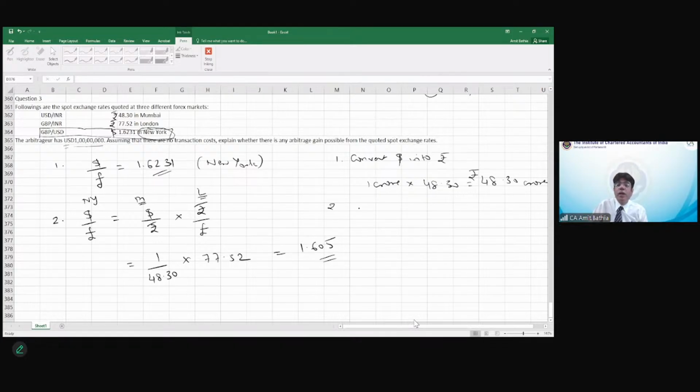Now, step 2, I'm going to buy pounds, right? So convert rupee into pound. How do I do that? Rupee 48.30 divided by 77.52. Yes. So I will say 48.30 crores divided by 77.52. So I will get how much GBP?